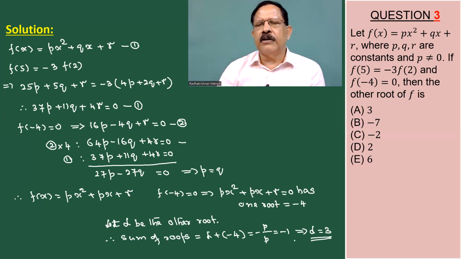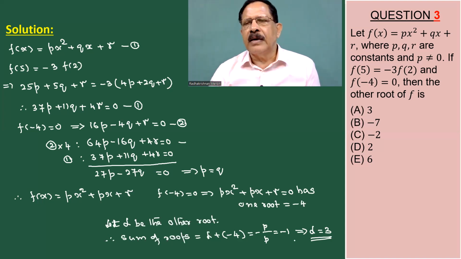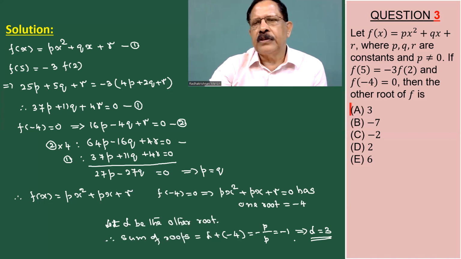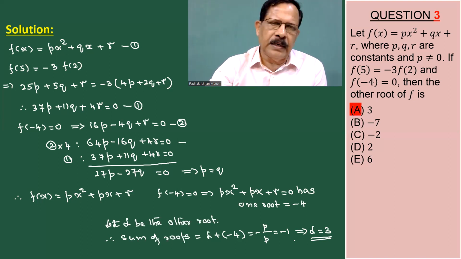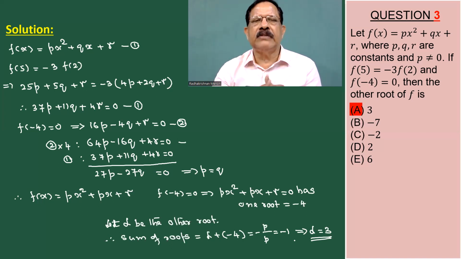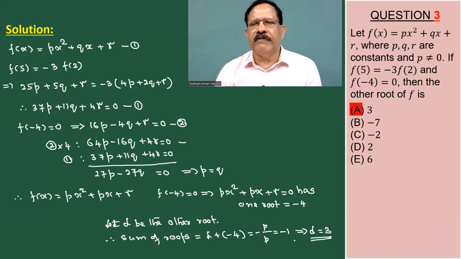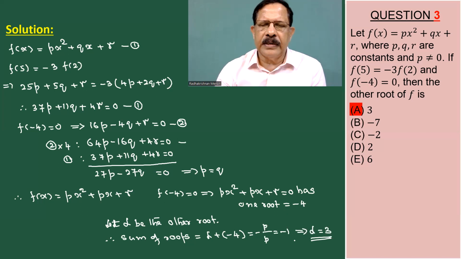Therefore, you need not find out the value of r. Without that, you will be able to find out the other root. So the other root is 3. I think you are able to understand. Once you are getting p and q equal, directly we are using the result: sum of roots of a quadratic equation is minus coefficient of x divided by coefficient of x squared. Now, fourth question.